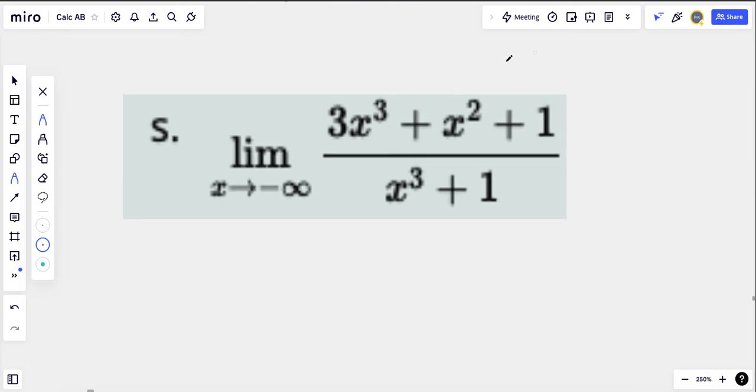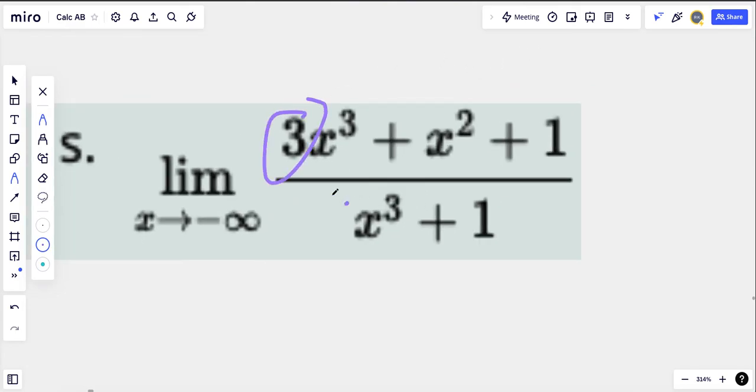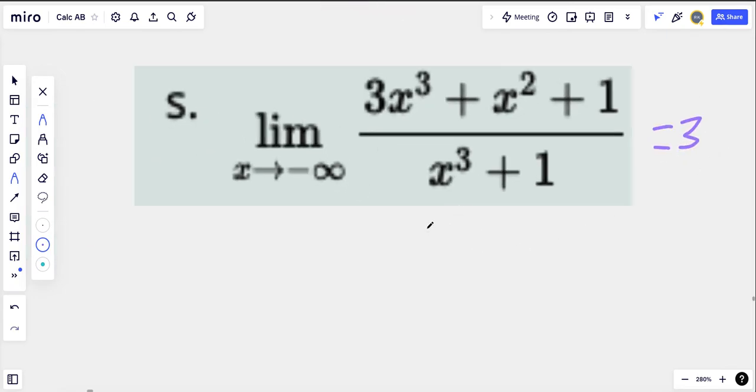But you can use the same idea. Compare this. This is 1. So it's 3 over 1. So the limit is 3. But you can try doing it the long way as well. So divide everything by the highest power. Highest power here is x cubed.